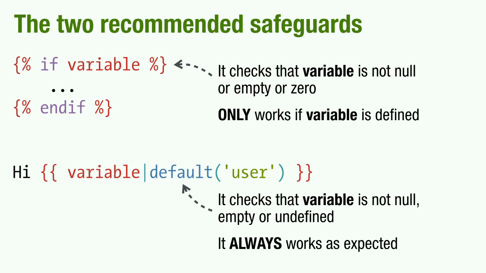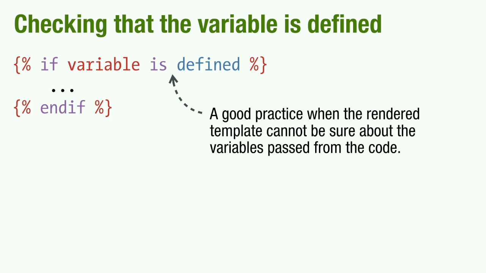The second one is almost the same as the first one, but here we are checking that the variable is not null, empty, or undefined, and if it's not defined, then we have the default value here, which would be a user. And you can be explicit with is defined. If you are not sure that the variable is actually defined by the PHP code, you can check that the variable is defined. That's a good practice if you're not sure. In Drupal 8, if you enable the debug mode, for each template you have as a comment at the top of the file all the variables that are actually defined and that you can use in any given template.